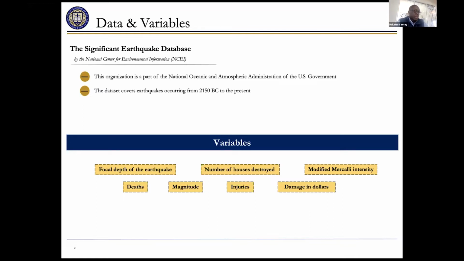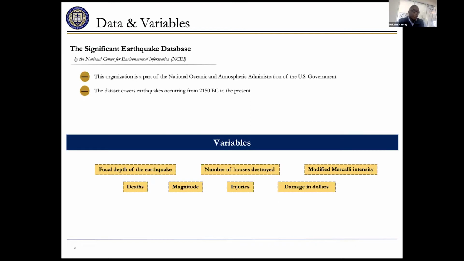The data that we used for this report came from the Significant Earthquake Database, which was gathered by the National Center for Environmental Information. Just to give a little bit of background on this organization, it is a part of the National Oceanic and Atmospheric Administration of the United States government. This data was collected for public knowledge and reference. The data set covered earthquakes occurring from 2150 BC to the present, though the data being used for the study only incorporates earthquakes that included data on all of the explanatory variables being tested, thus limiting the data set to only including earthquakes post 1877.